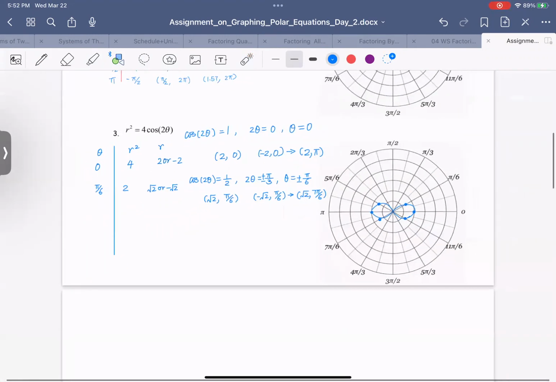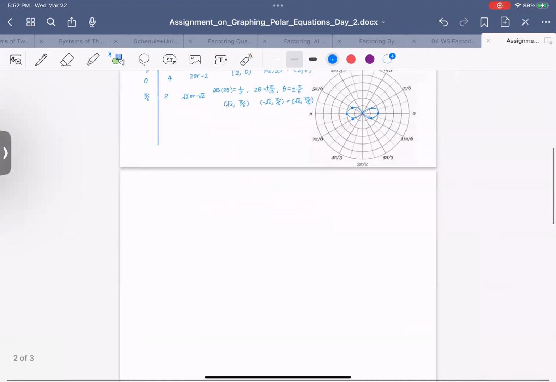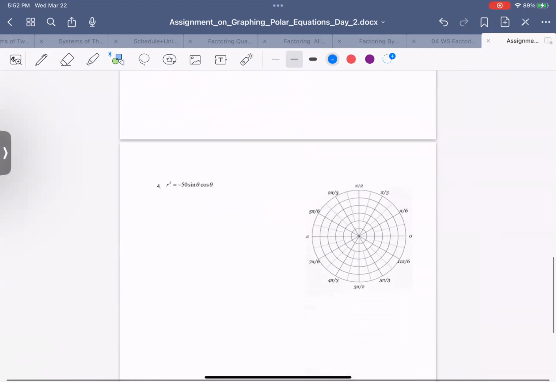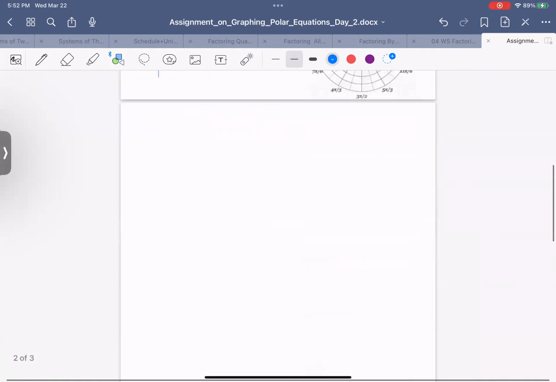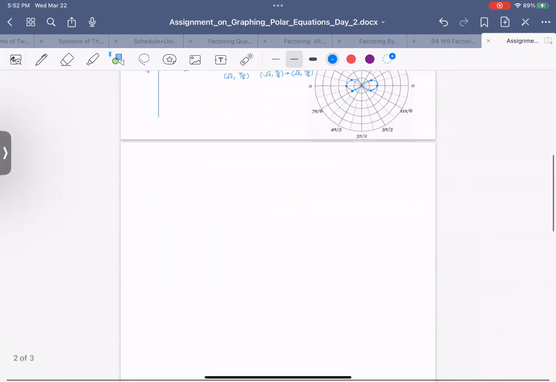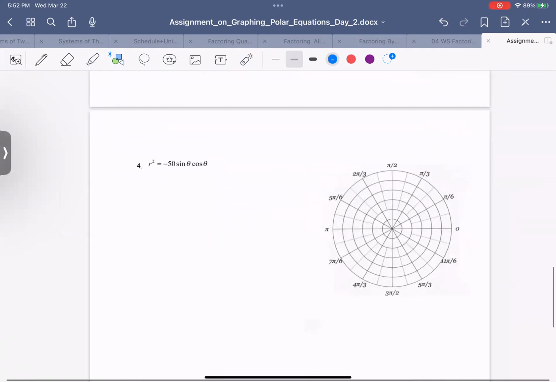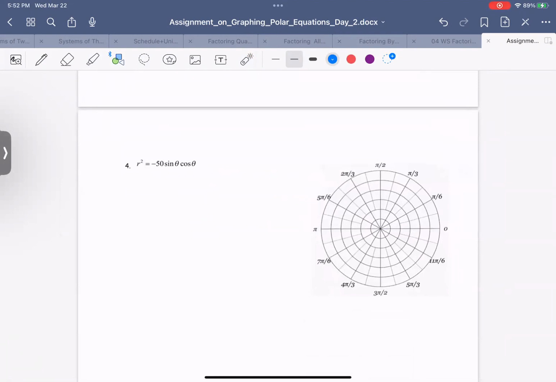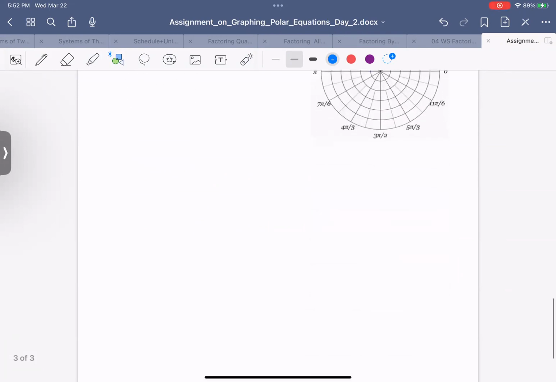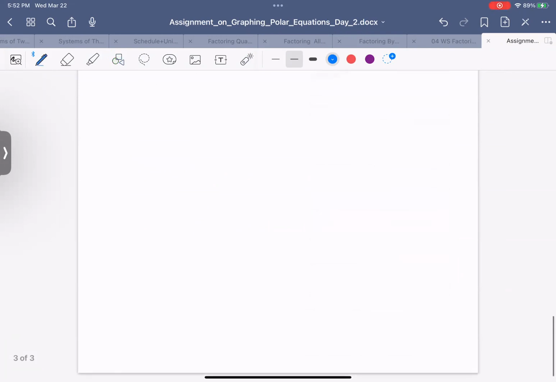Makes sense? Yeah. That's number 3. Number 4. Oh yeah, this is the one I was confused on. We have to manipulate it with the formulas. The double angle formula, let me check you for this.